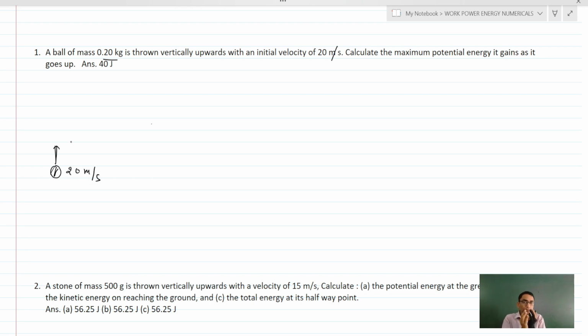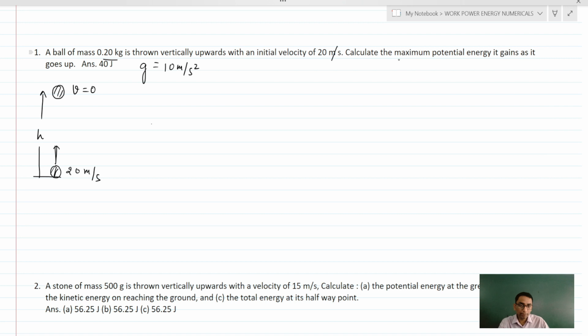Now, as the ball goes up, the Earth's gravity is going to pull it down, so the ball is going to decelerate in the upward direction. Its velocity is going to decrease. We will take g as 10 meters per second squared if it is not given to you. At the maximum height, the ball is going to stop, since it is decelerating, and finally its velocity becomes zero. The mass of the ball is also given to you.